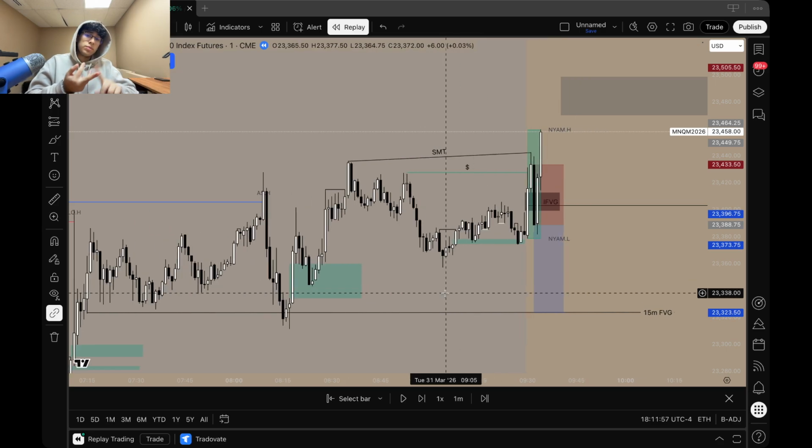We have an SMT, we have super liquidity, we have a tap of a higher time frame fair value gap, we have clear draws on liquidity, and we have an inversion. So it's a great trade. I'm not mad about this trade absolutely at all.